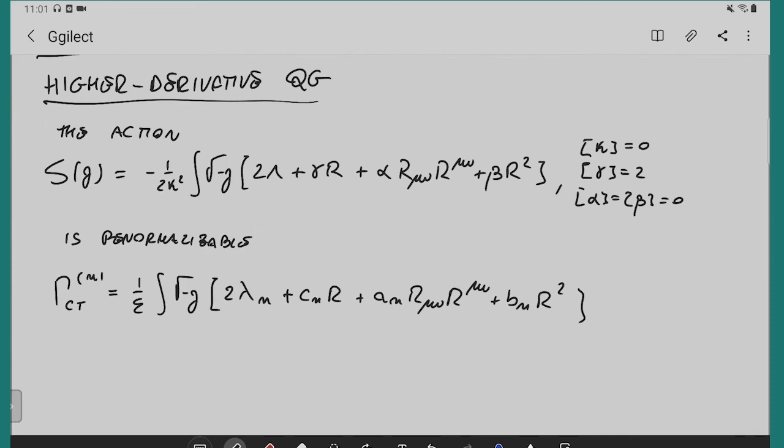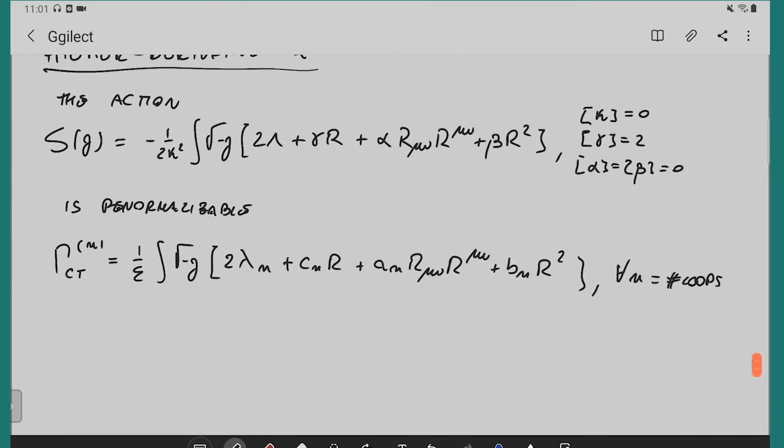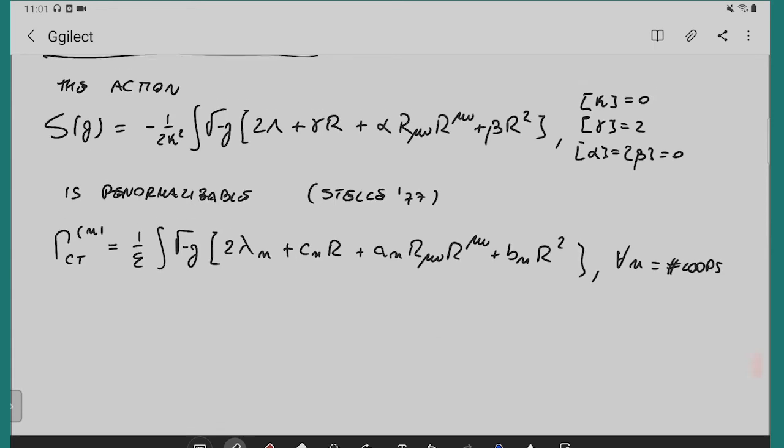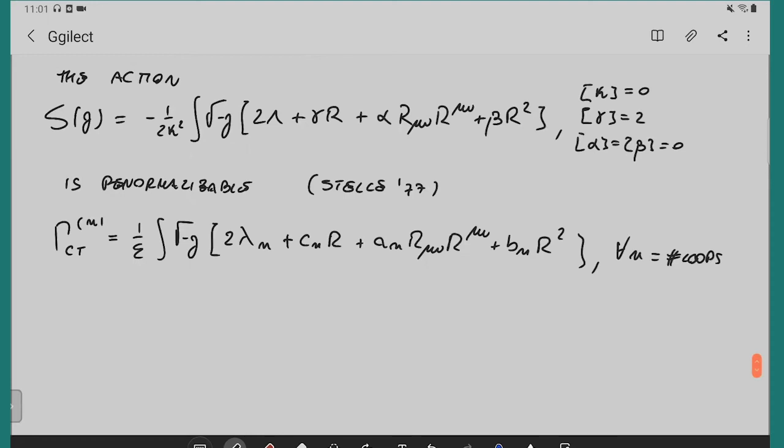And this is true for every n, which is the number of loops. This was shown in 77 by Stella. To show this, as I mentioned yesterday, I don't have the time for this, if we wanted to talk about higher derivative in general.